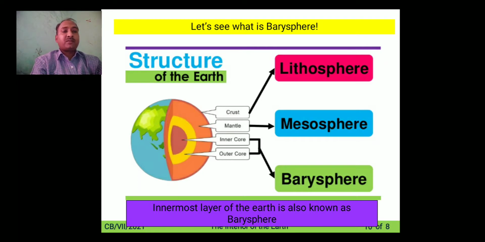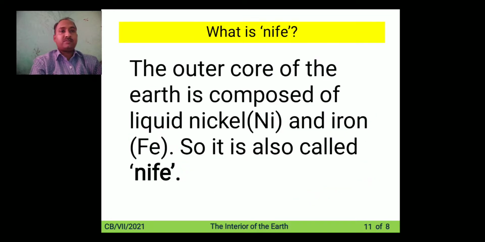Then we always find the barosphere. Barosphere is a word formed from the Greek word baros. Baros means solid form, inner part, so the innermost layer of the earth. So it is known by the name of barosphere. This barosphere is found in the solid state, because there is high pressure, and the temperature is also high there, and therefore the barosphere is found in the solid state.